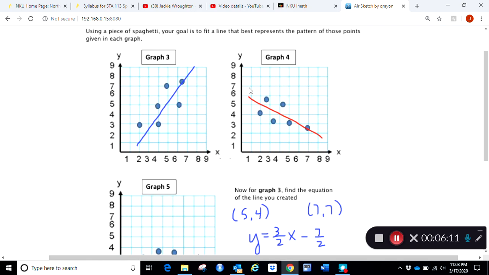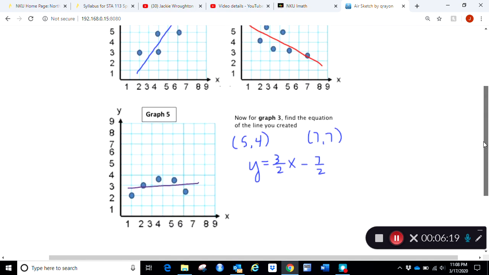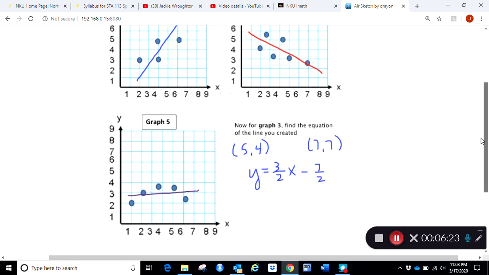For graph 4, this one I would have hopefully had a bit of a negative slope going on. And finally with graph 5, this one doesn't really have a straight line relationship that we have going on here.